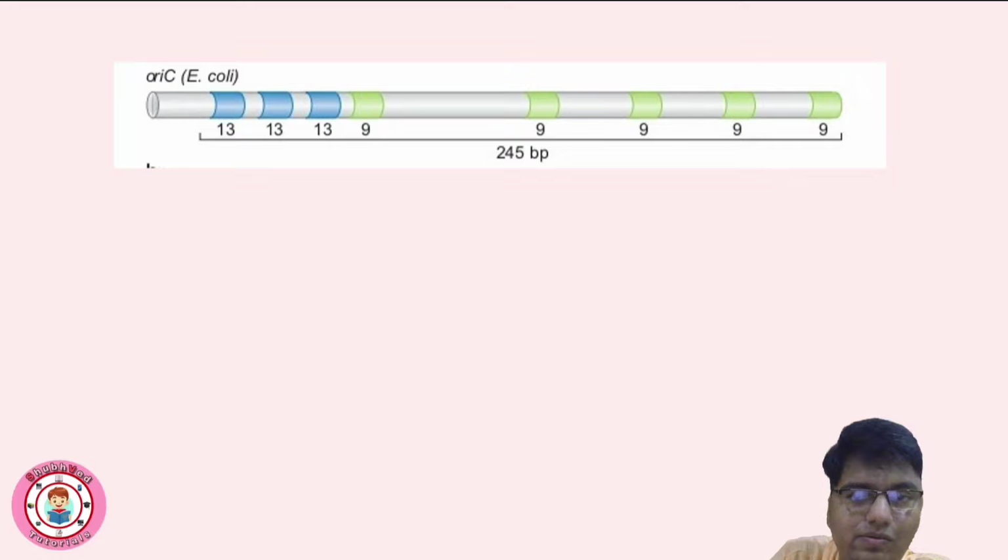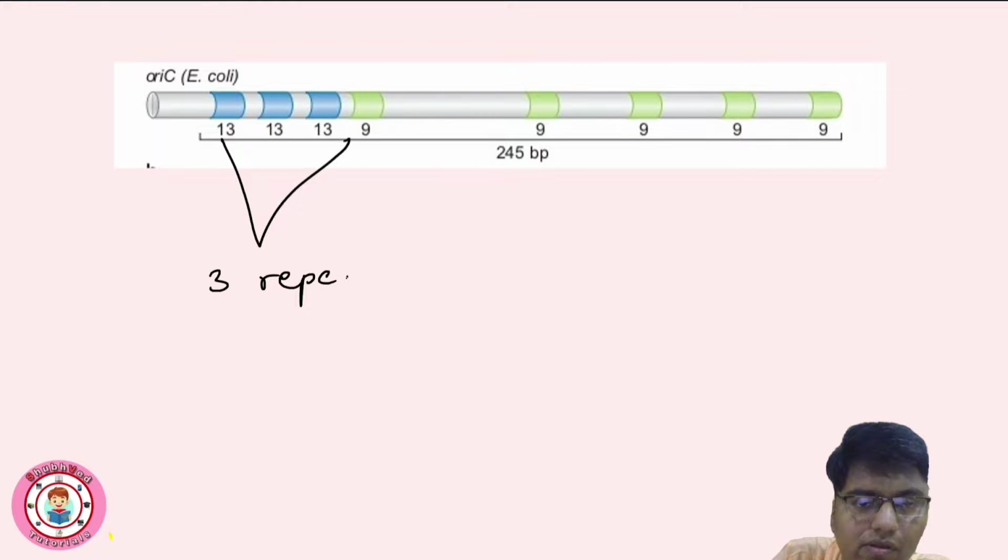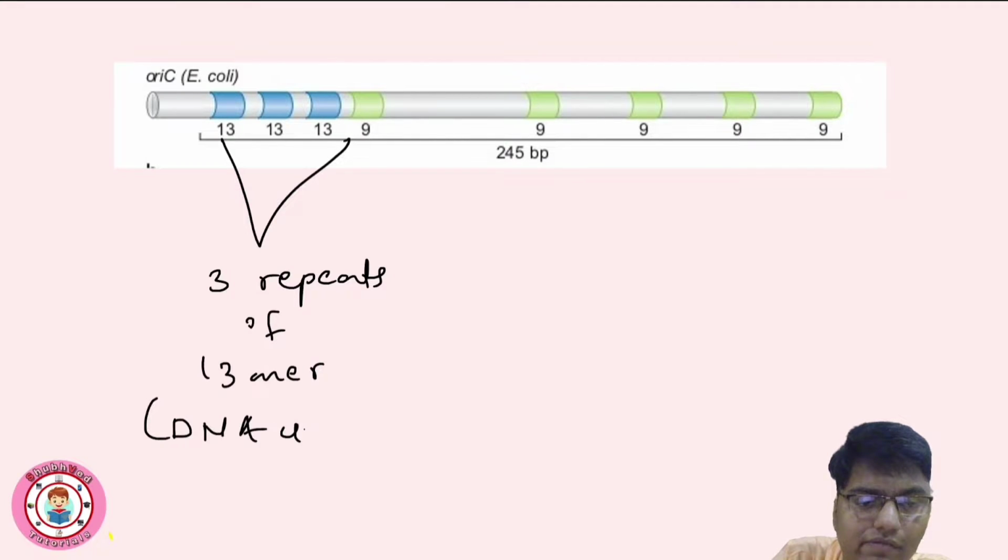Then this is the actual site, oriC, the origin of replication in E. coli. This is a DNA sequence. See, there are 5 repeats of 9 mer, and 3 repeats of 13 mer. The 13 mer repeats are for DNA unwinding. So DNA unwinding starts from here.